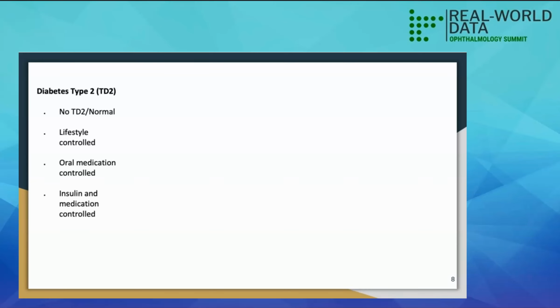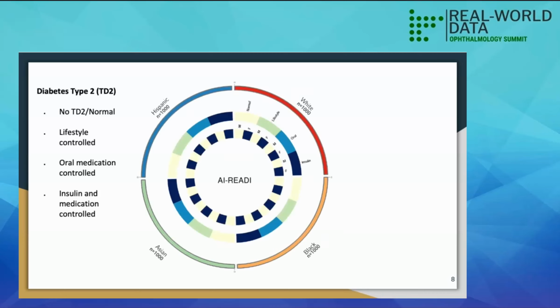And what we're trying to understand is sample uniformly along this disease axis. And what we're hoping to do is build a data set where approximately 1,000 people will be white, 1,000 Black, 1,000 Asian American, and 1,000 Hispanic. Within that, 1,000 will be normal, 1,000 will have lifestyle controlled diabetes, 1,000 will have oral medication controlled, and 1,000 will be insulin dependent. And within that, ideally one-to-one balancing of males and females.